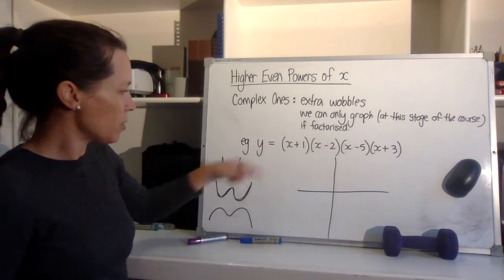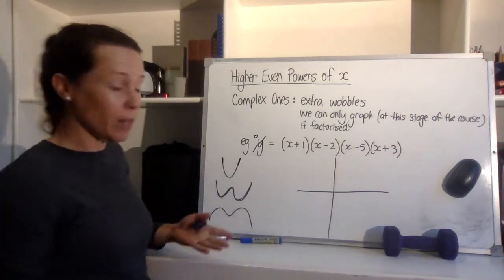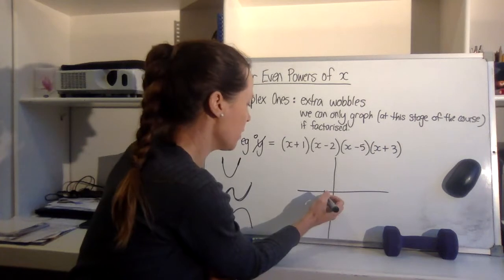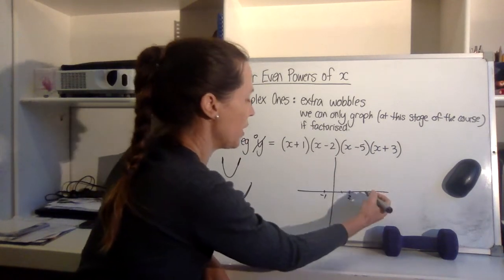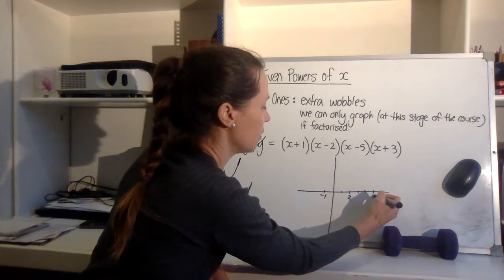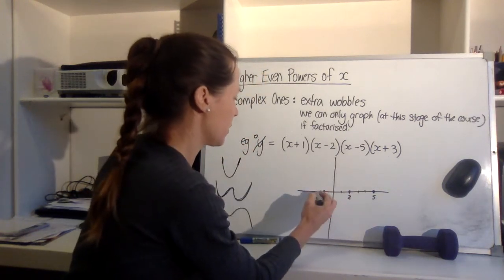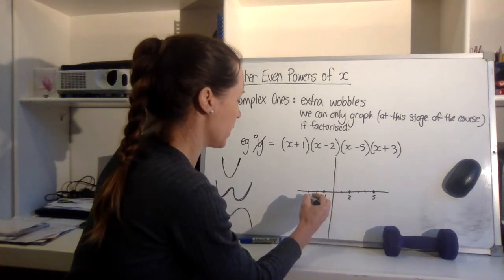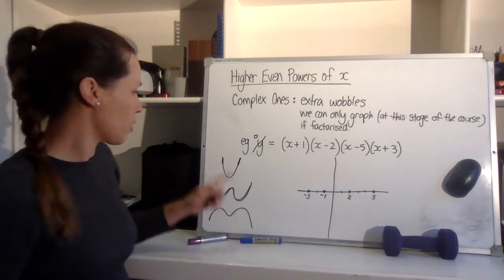If we let y equal 0, that would only happen if one of these parts was 0. And that could only happen if x was negative 1, 2, 5, or negative 3. 1, 2, 3. It's not a great scale, but you get my point here. So now we just have to make our graph go through these points.